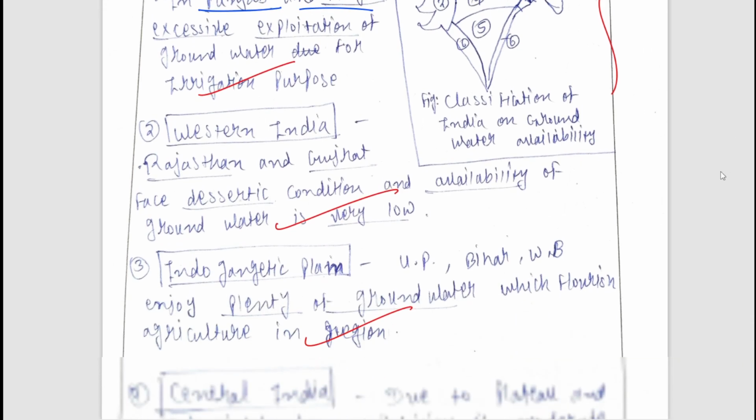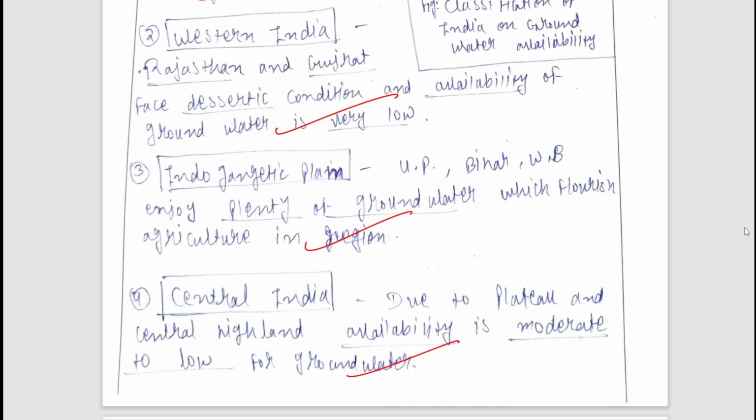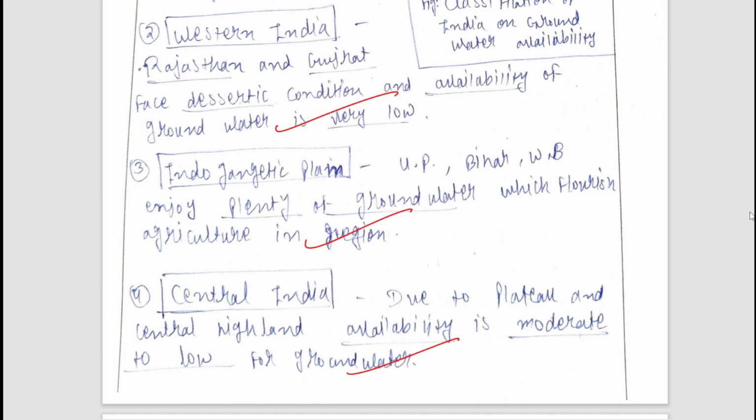Then Western India, we all know that there are already arid conditions. So availability is low, and again the use is also high. So that is how you can structure the answer, well structured. Although there could be improvement in points, the answer is well structured. You cannot expect so much in the time limit, but still there is scope for improvement in the answer.